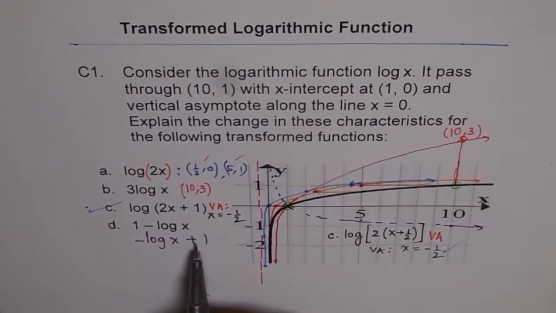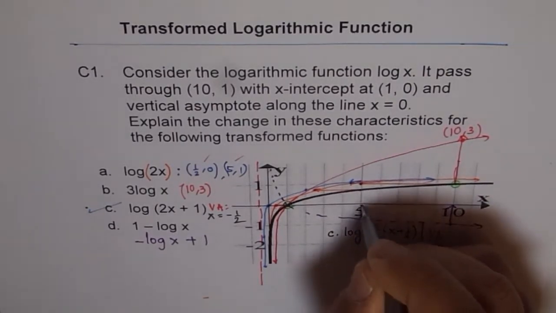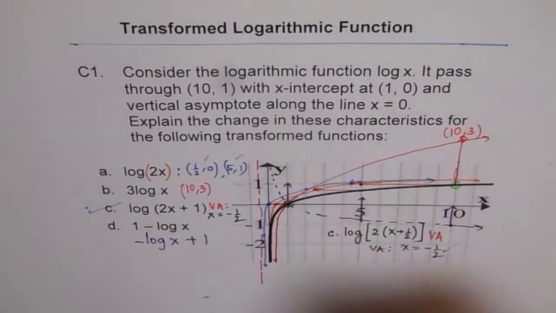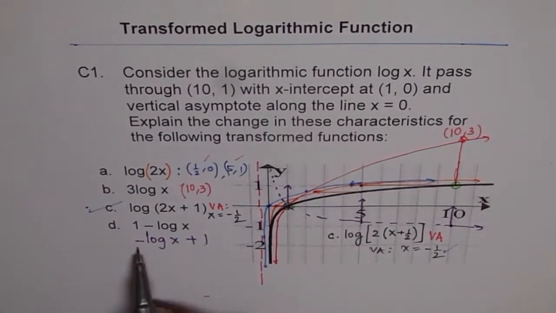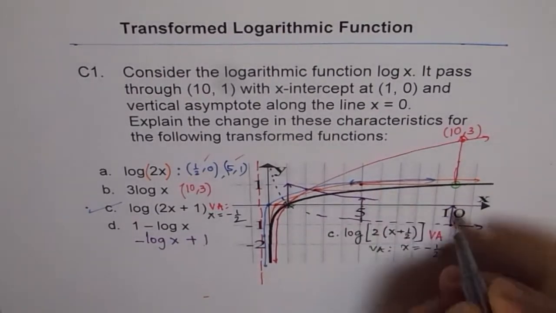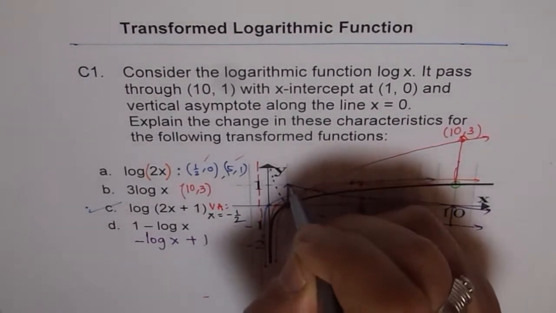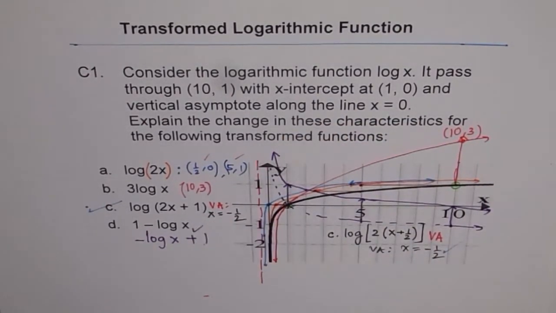And second is plus 1. So what does this plus 1 do? Plus 1 moves it 1 unit up. So this gets reflected and then it moves 1 unit up. Do you see that? So that is the final position of your graph after doing both the operations, reflection and 1 unit up, right? So this point now comes here. So we have a graph which is kind of like this, right? It moves 1 unit up, correct? So that is your final log function for part D.